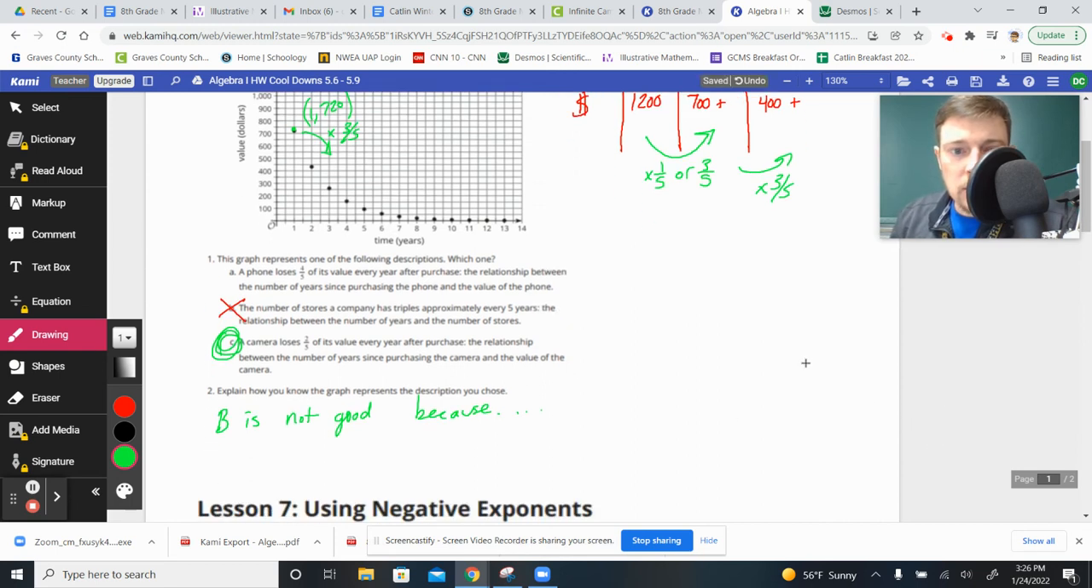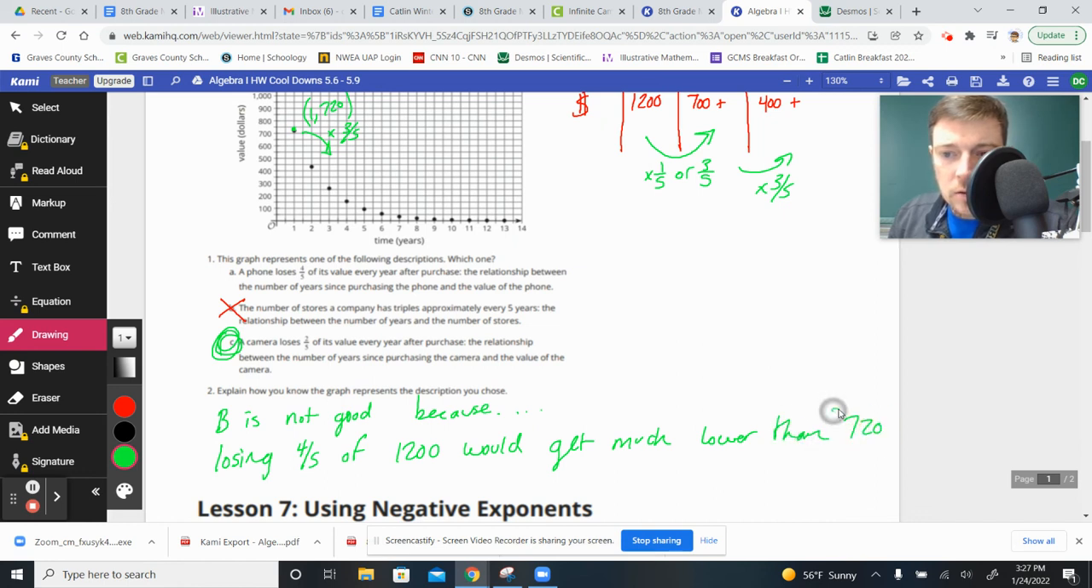And I'm going to say that losing 4/5 of 1,200 would be much lower than $720. That's why I'm not picking A and leaning towards C. So that's kind of what I'm going with there. But don't forget to tell me why B is not good either.